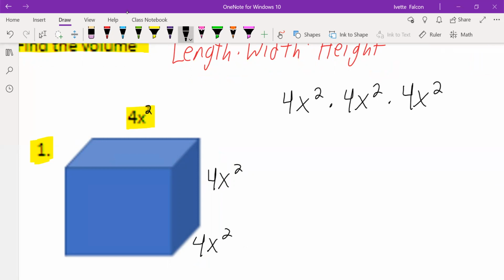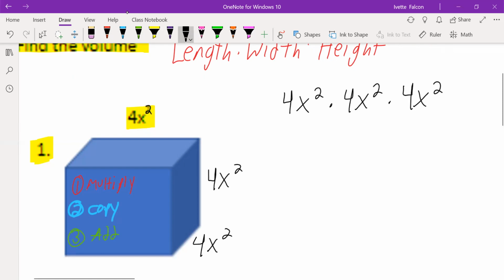So when you multiply them, you're going to follow 3 steps. So our first step is you're going to multiply. So we're going to multiply our coefficients. Our second step is you're going to copy. We're going to copy the variable or rewrite the variable. And your last step is to add. You're going to add the exponents.